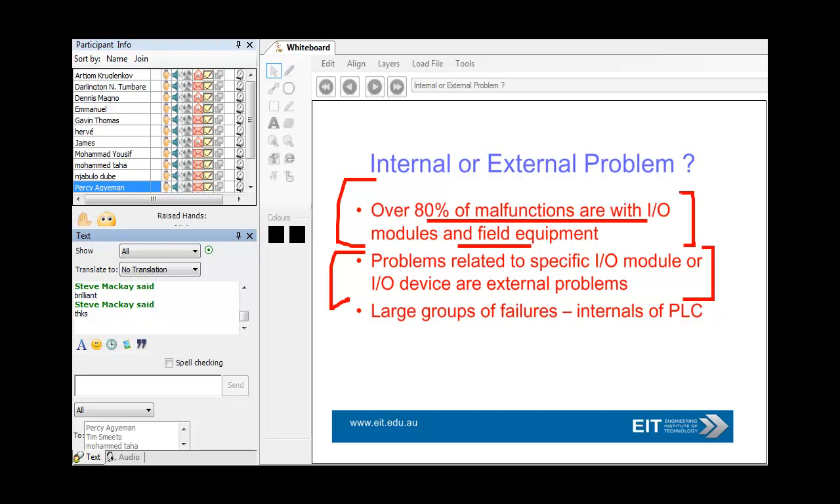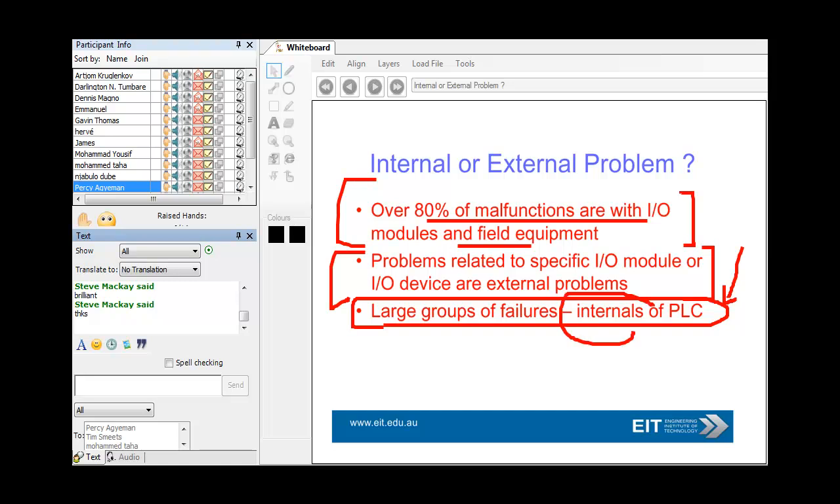If you have large groups of failures, like a whole lot of I/O failing, well, very rarely, and hopefully you're not flying a plane in the cockpit of your jumbo jet and suddenly discover that all the lights are flashing on and the CPU's failed. Well, you may have an internal failure in the PLC, but this is very, very unusual. In my 25, 30 years of programming PLCs, I've only had two or three situations where a whole card failed internally, or there was a CPU firmware problem. And admittedly, when the problems occurred, they were major.